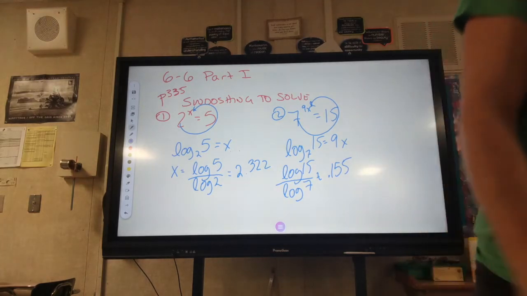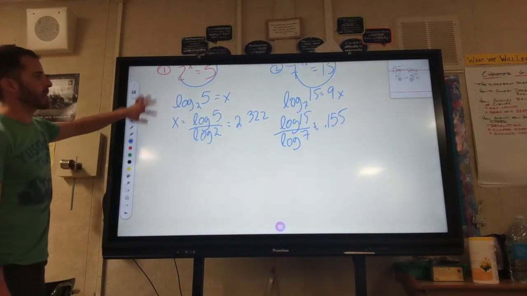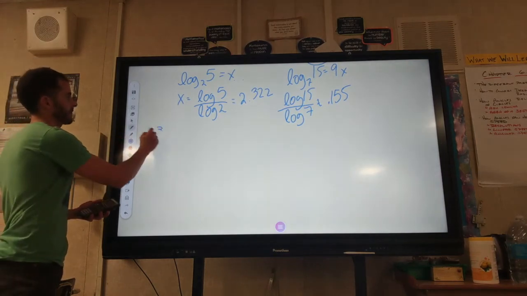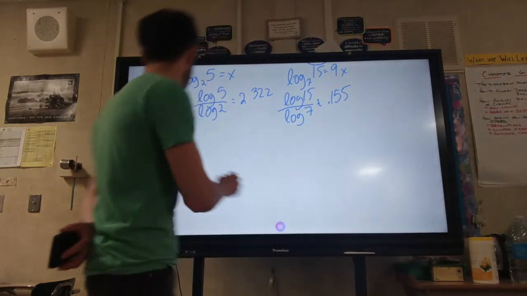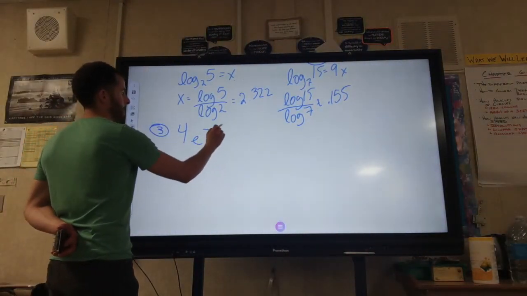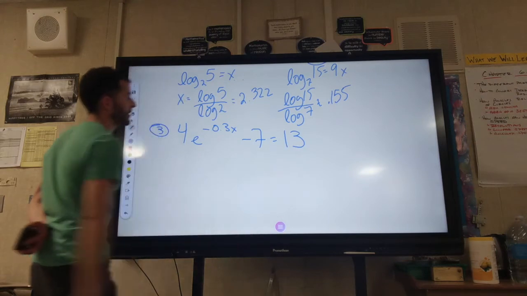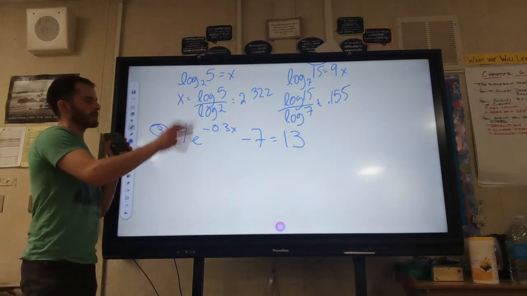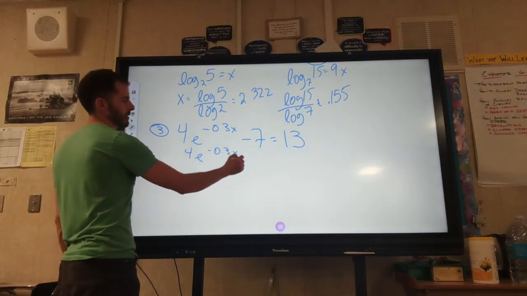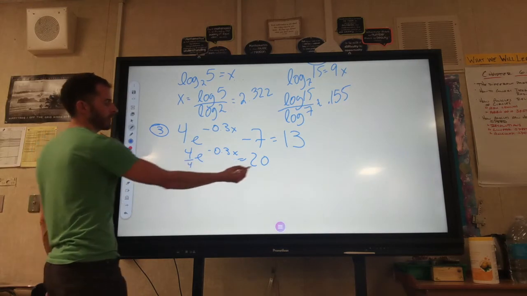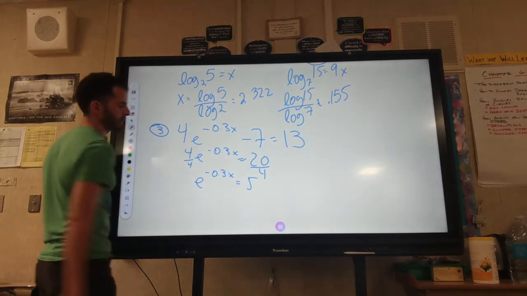Perfect. Cool, thanks. And then the last one, we're going to somehow use ln in this. So copy down number 3. 4e to the negative 0.3x, minus 7. Equals 13. Thank you. All right, so we need to start getting as much as we can by itself. So let's add 7 to both sides and divide by 4, just so we can get as much of the numbers to the other side as possible.